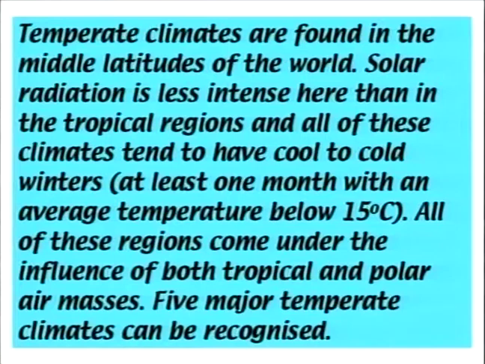All of those regions which experience the temperate type climate come under the influence of both tropical air masses and polar air masses. So the warm air coming from the equator blowing towards that area can contribute to variation in the climate. At the same time, the cold air masses coming from the poles towards that area can also have an influence on the climate.